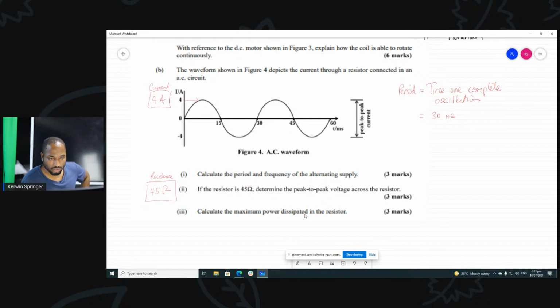And calculate the maximum power dissipated. That's now.